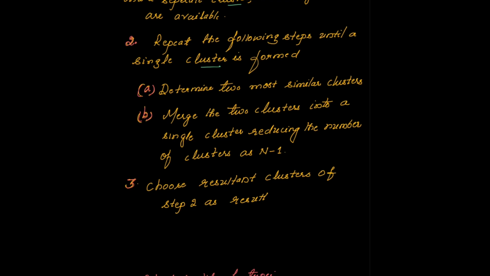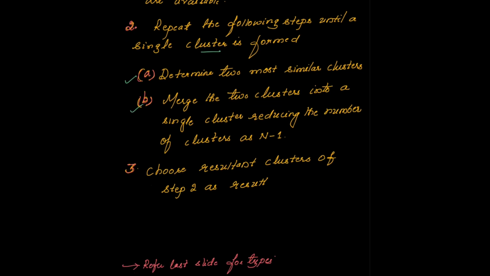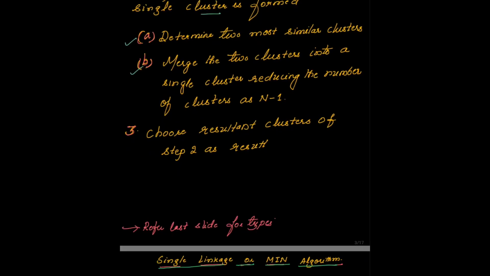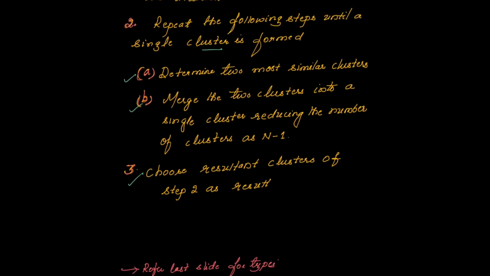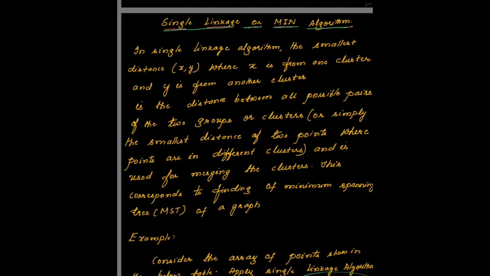Now repeat the following steps until a single cluster is formed. Determine the two most similar clusters. Merge the two clusters into a single cluster, reducing the number of clusters to n minus 1. Choose the resultant clusters of step 2 as the result. So these things will become clearer when I show you with an example.